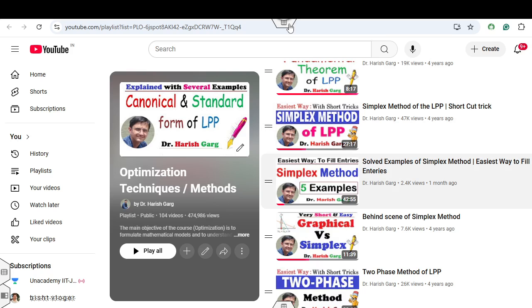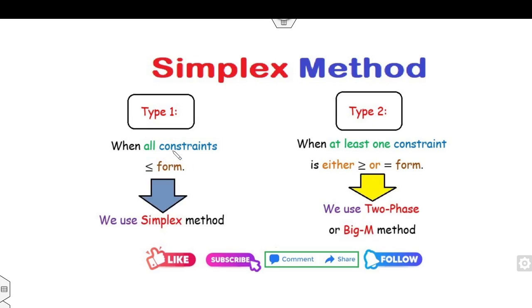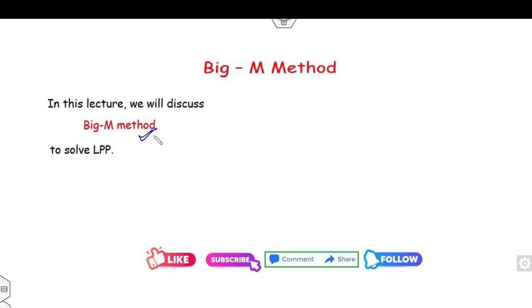And the simplex method, as in the earlier lecture, is applicable only when all those constraints are of less than or equal to form. Whenever at least one of the constraints is either greater than form or is equal to form, then we can use either the two-phase method or the big M method. You can choose any one of them. In this lecture, I will explain the concept of the big M method.